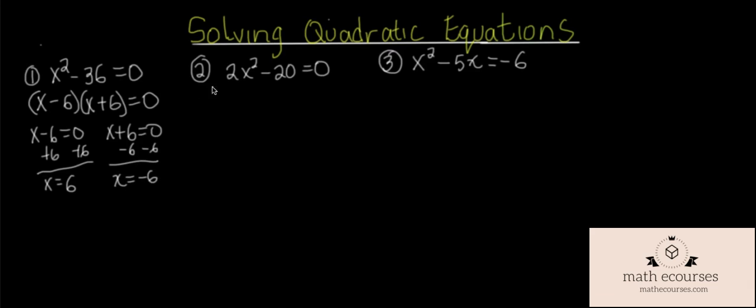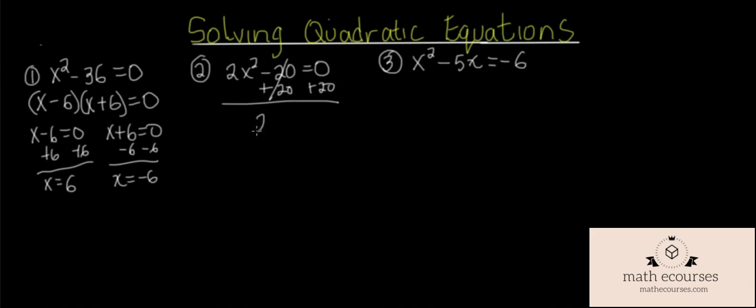For the second example, this is not a difference of 2 squares because I can't get the perfect square root of that. So I would want to use the square root property on this. The square root property works well when it's a binomial or when you have an equation that has just 2 terms. So first thing I want to do is move this negative 20 to the other side by adding 20 on both sides.